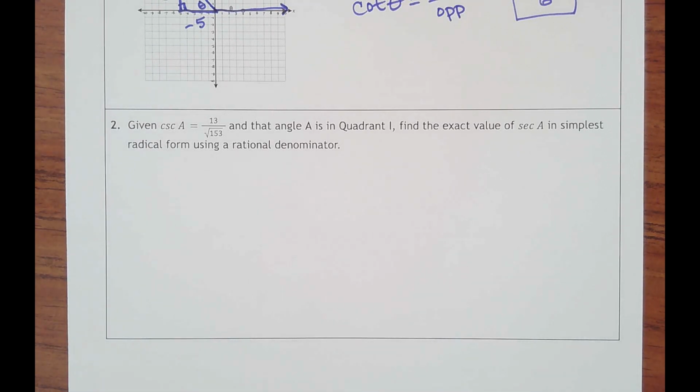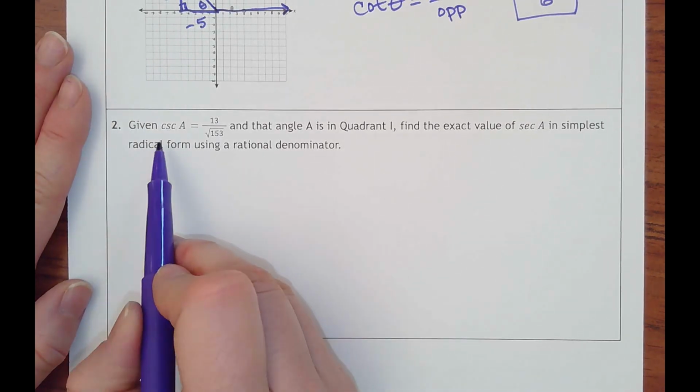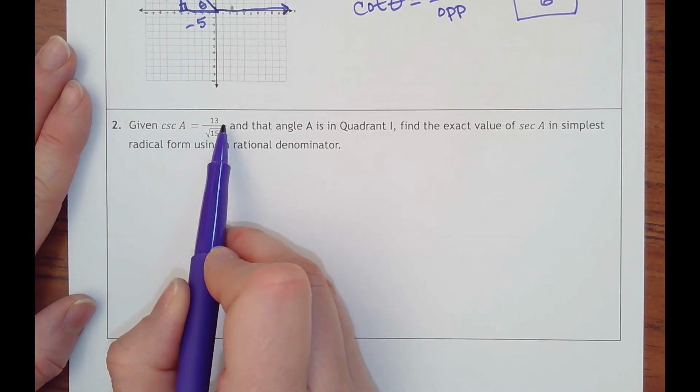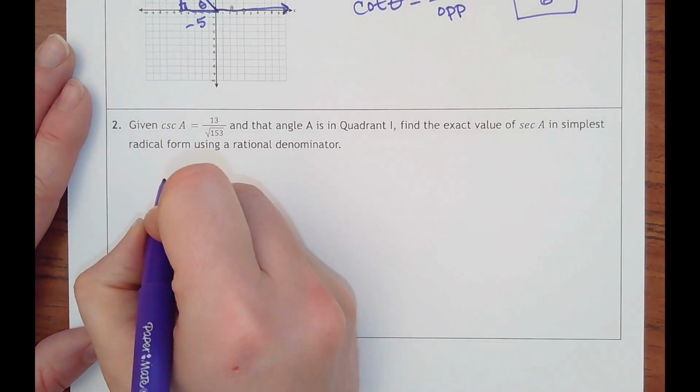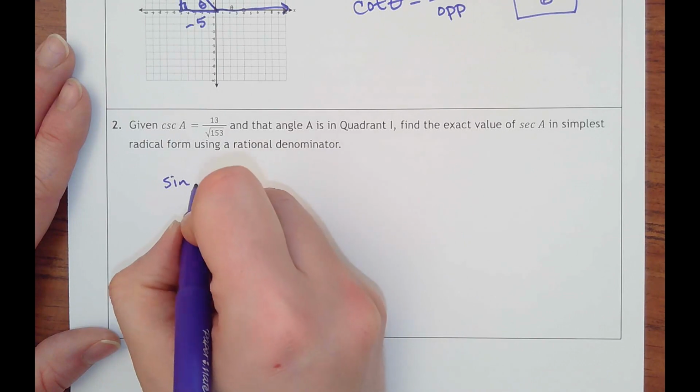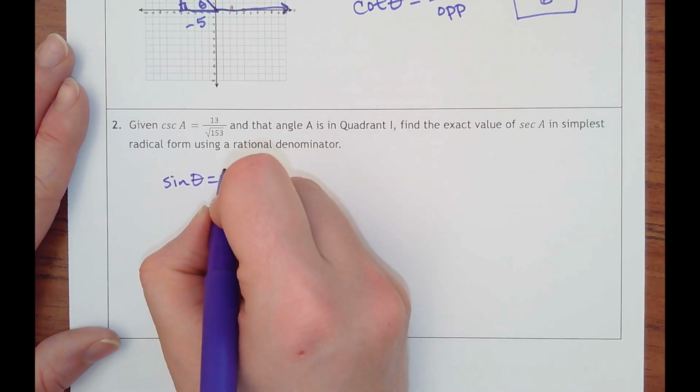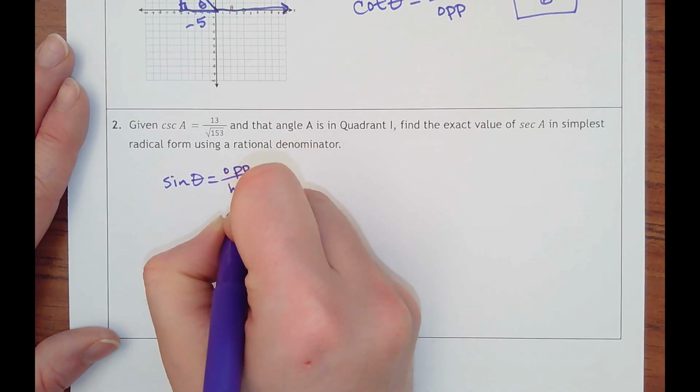What I want to start talking about is what all of the x and the y and the r mean. Given cosecant of angle A, we have 13 over square root of 153, and that angle A is in quadrant 1. Find the exact value of secant of A in simplest radical form using a rational denominator. So cosecant is the reciprocal of sine. Sine of an angle is usually opposite over hypotenuse.